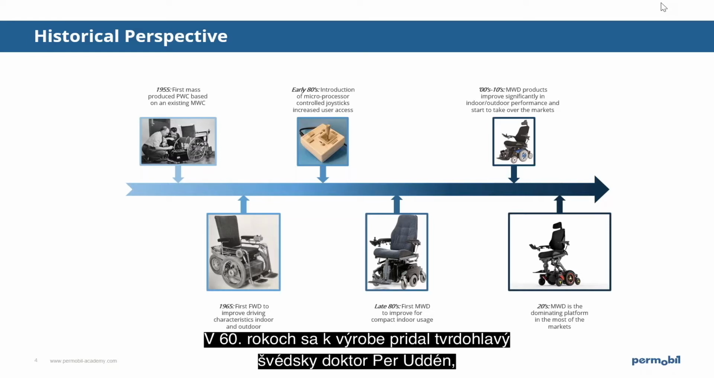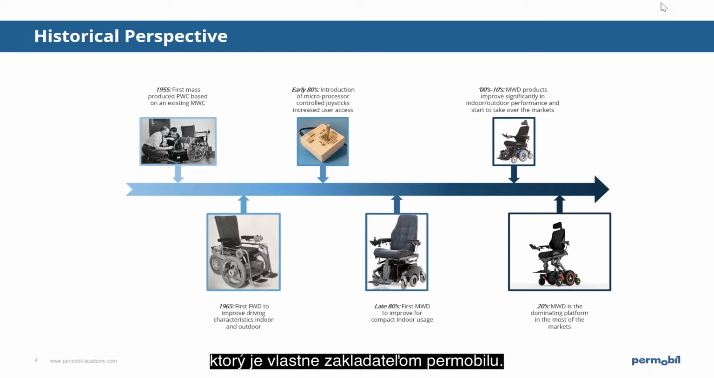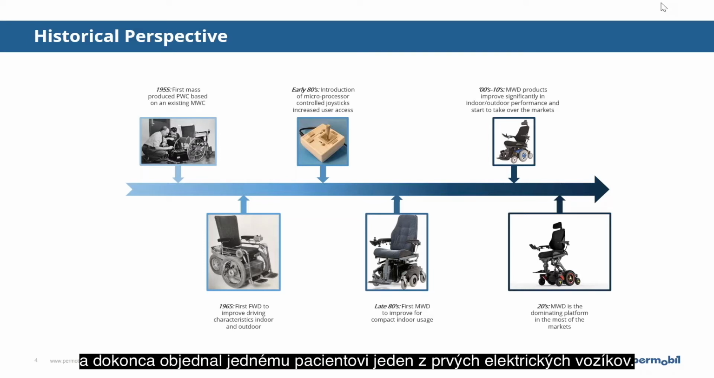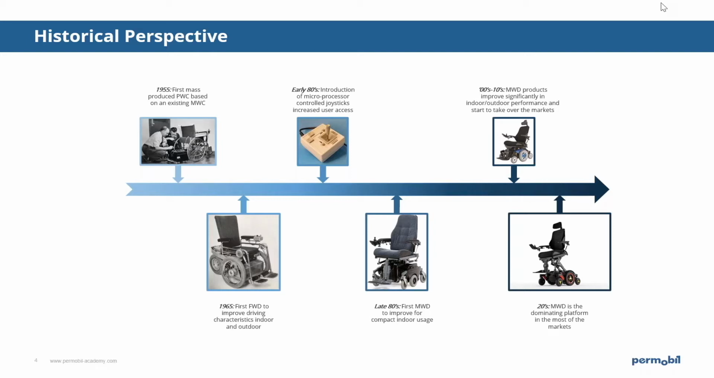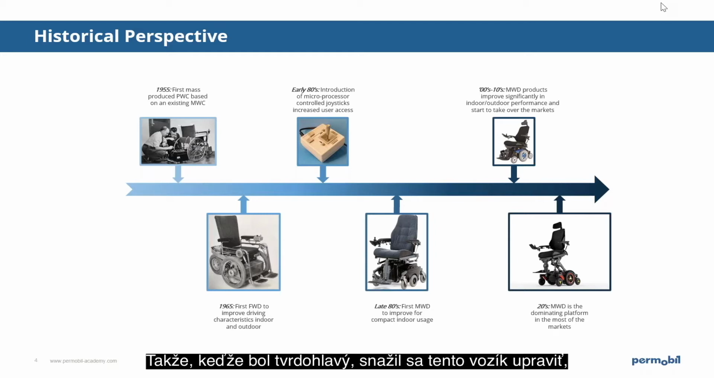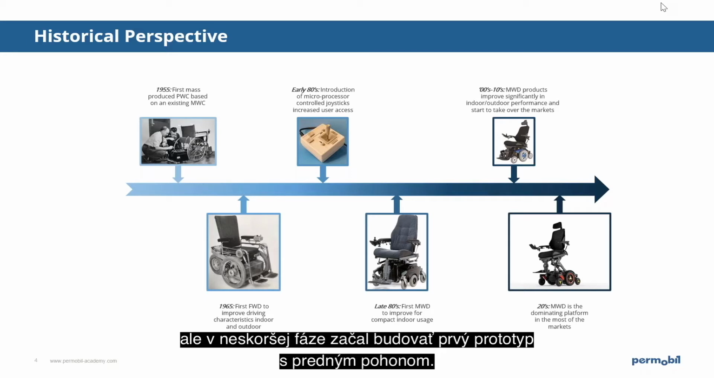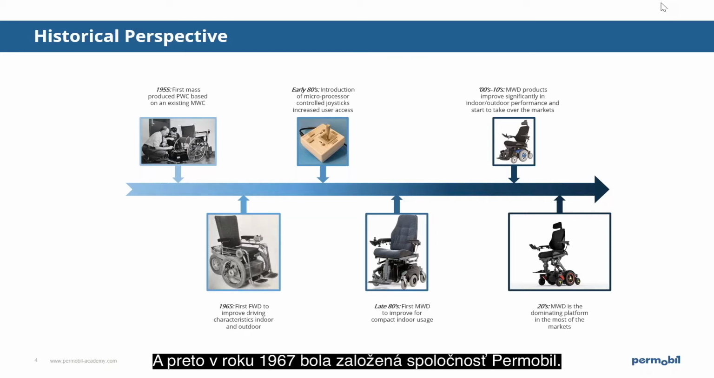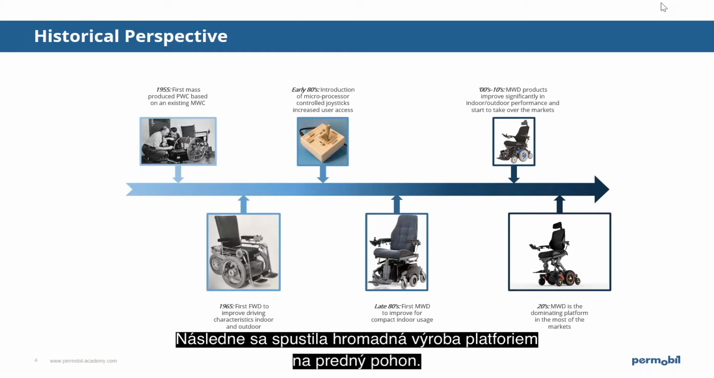In the 60s, we had a stubborn Swedish doctor called Permobil, and Permobil is actually the founder of Permobil. He was a doctor in Sweden in a rehab unit, and he ordered one of the first power wheelchairs for one of his patients. But soon he noticed that that power wheelchair had its limitations, especially when you wanted to drive it outdoors. So as a stubborn person as he was, he started to try to modify that wheelchair, but at a later stage, he started to prototype the first front-wheel driven platform. It took until 65 until he had a real prototype that was usable. And in 1967, the company Permobil was founded, and then the mass production of front-wheel driven platforms also took place.